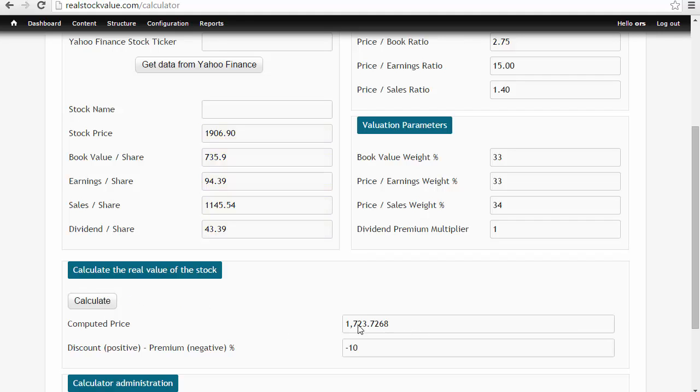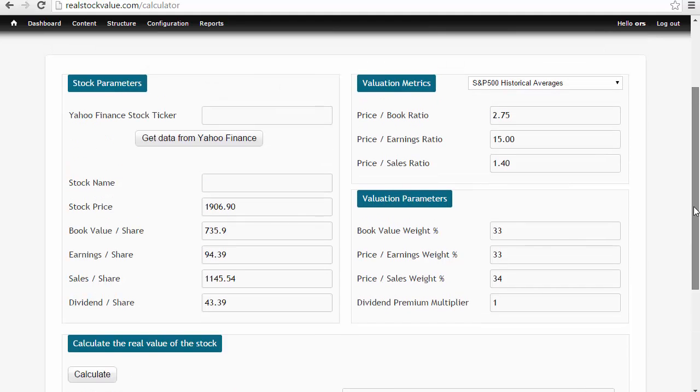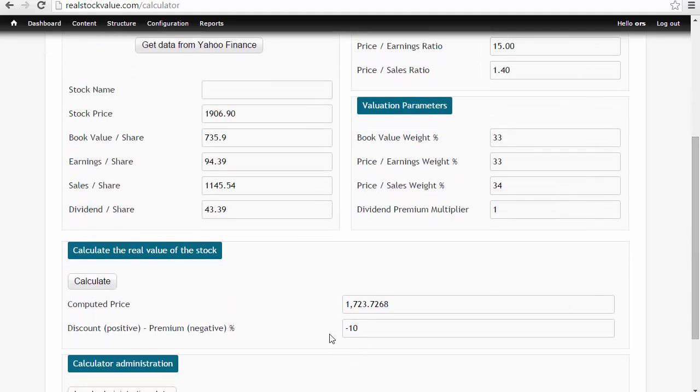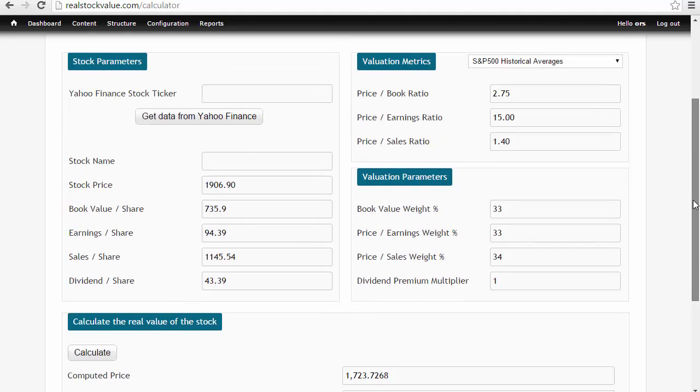and based on the input that I selected, the computed price of the S&P 500 now is 1,723. And there's a premium, so it's 10% overpriced based on this data.